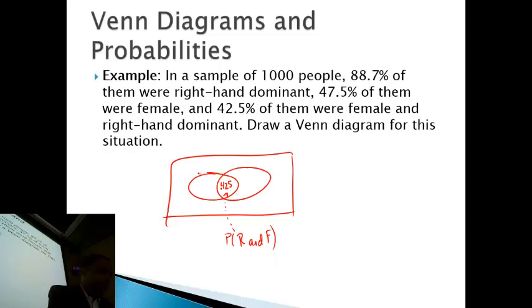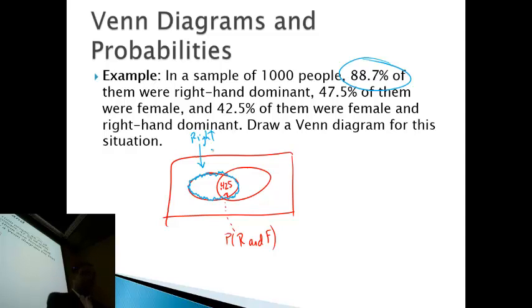Okay, now we have this whole set. Let's get some colors out. So blue will correspond to being right-handed. Well, you have 88.7% of people who are right-handed.